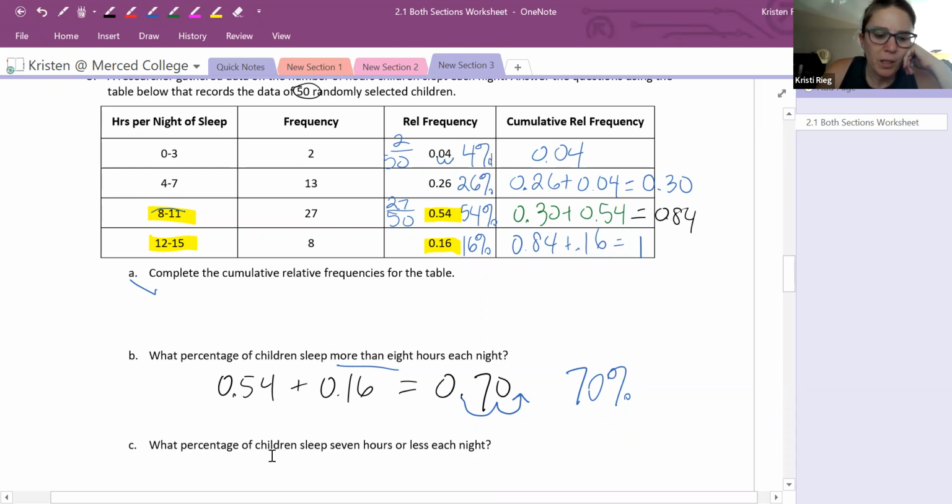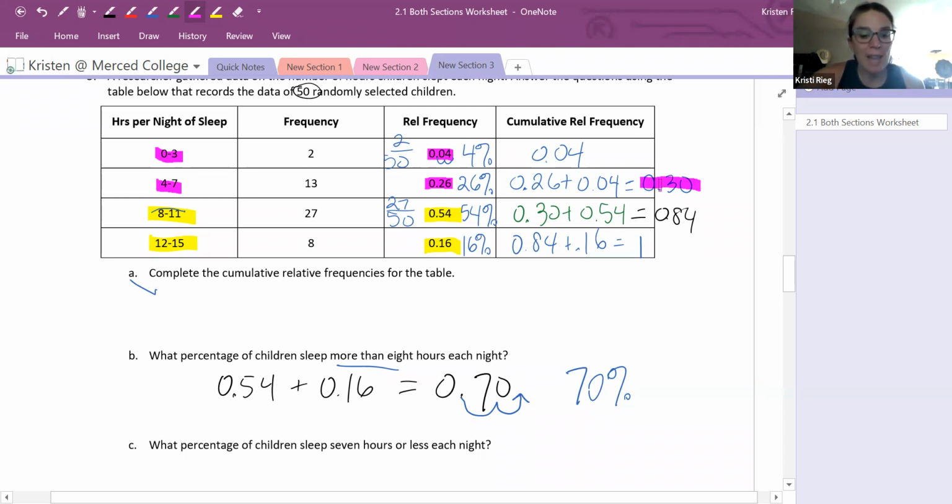Okay. Next up, what percent slept 7 hours or less? So I will do that in pink here. So here are my 2 chunks that did 7 hours or less. That would be the 0.04 and the 0.26. However, because it's from the beginning, the 0.04 is included down to the 0.26. That's the same thing as the cumulative relative frequency.